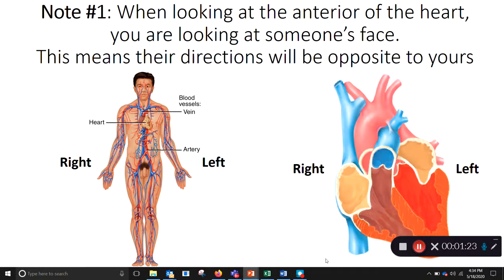That's the same thing with the heart. The directions are on opposite sides. If we were to look at him posteriorly, then our left side corresponds to his left heart, and our right side corresponds to his right side of his heart.